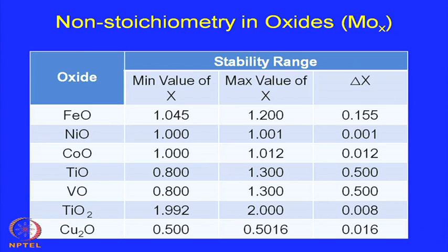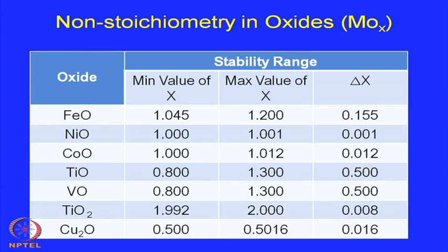One can see here titanium oxide, TiO, means 1:1, so X is supposed to be 1. Instead of that, X actually varies from 0.8 to 1.3. So it can be less than 1 or it can be more than 1 also. That is another situation where the non-stoichiometry changes from its correct ratio in both ways. Vanadium oxide is also exactly the same as titanium oxide, TiO.